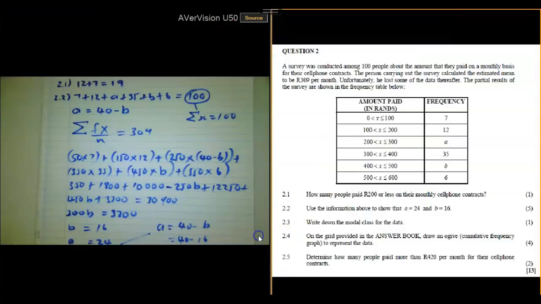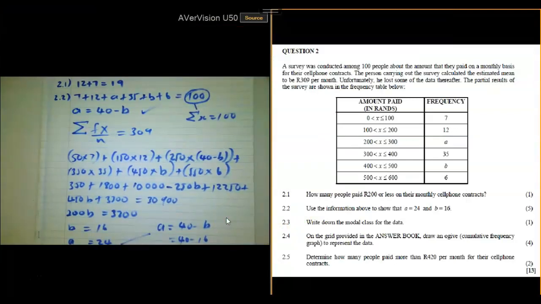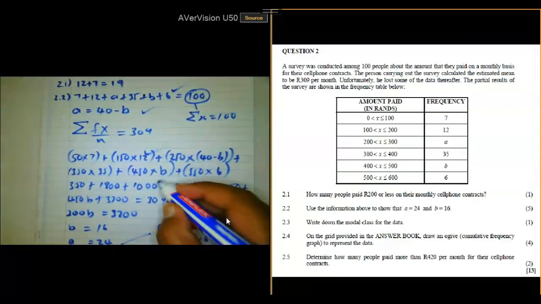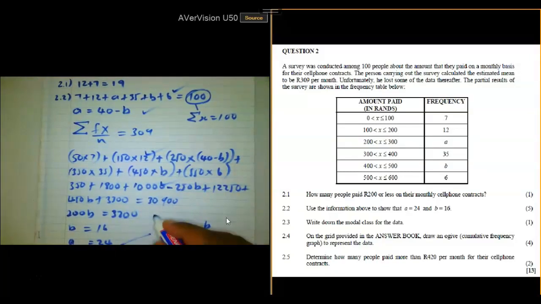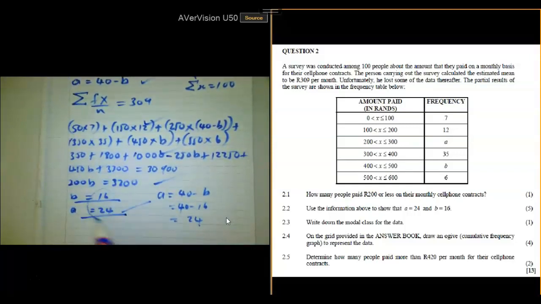Your mark allocation will be 1 mark there, okay? That's going to be 1 mark there, right? And then this will also be a mark, and simplifying there will be a mark as well, and that's also going to be a mark. You're not going to get a mark for B and A, because these were given in the question.